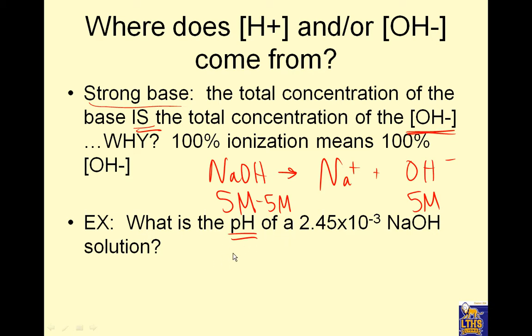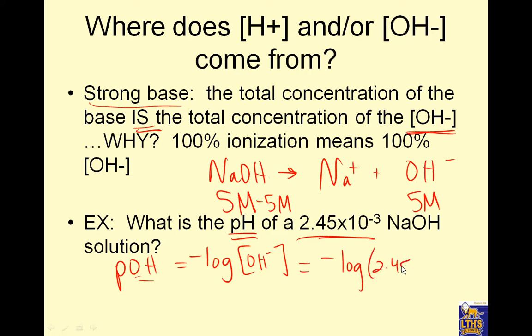If we take the negative log of this number, then we're taking the negative log of the hydroxide. So that's not pH, that's pOH. Whatever you take the negative log of is what you're getting. So then that is negative log of 2.45 times 10 to the negative third, and you get the pOH is equal to 2.61.